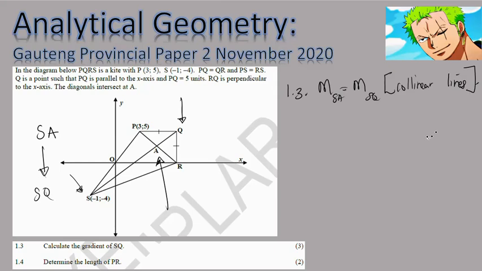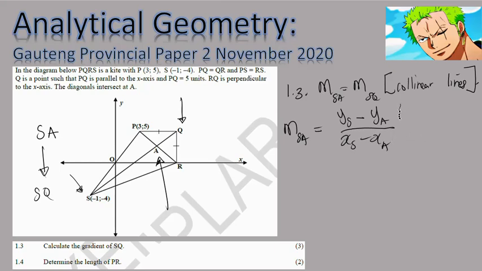These lines are collinear, right? Lines that are collinear are lines that are within the same line, right? So SA and SQ are on the same line. Now I'm looking for the gradient of SA, right? Gradient of SA, it means I'll have to find y at S, subtract y at A, all over x at S minus x at A.